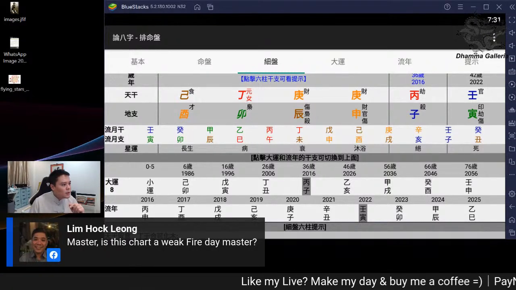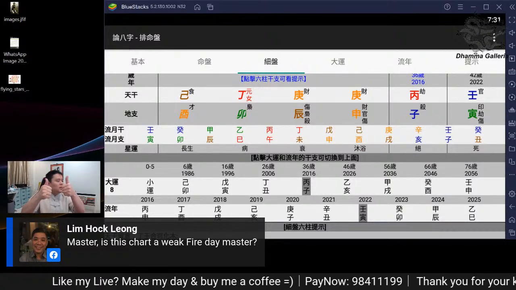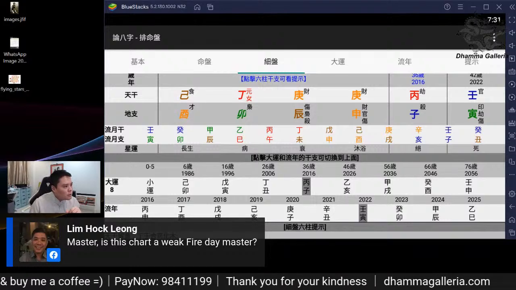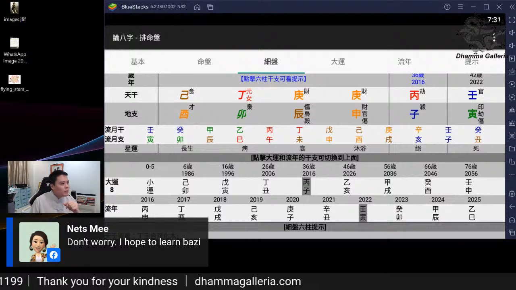Lim Hot Liang: Master, is this chart a weak fire day master chart? Yes, correct, Lim Hot Liang. This is a weak fire day master chart. Don't worry, I hope to learn BaZi. Okay, yes, thank you very much, Leslie.